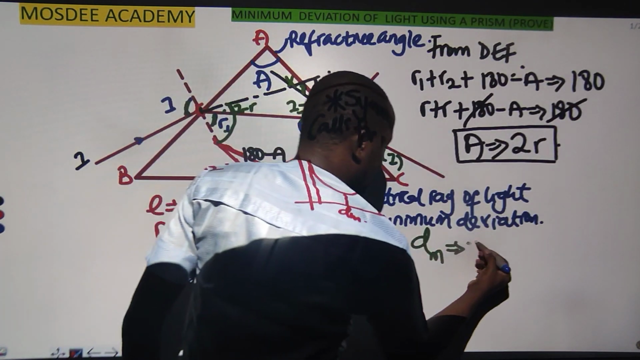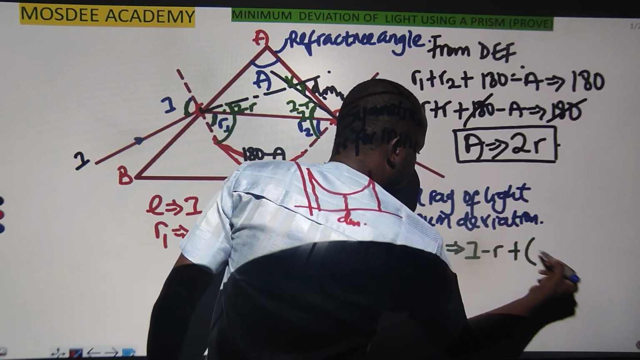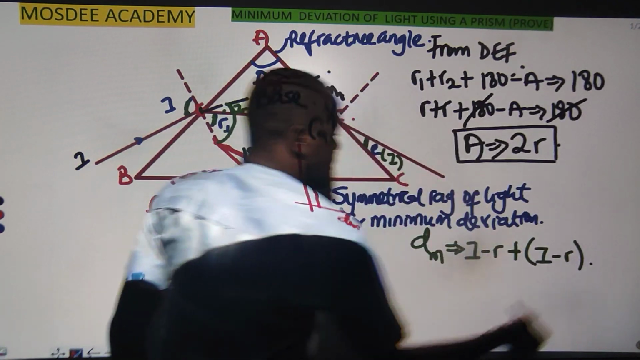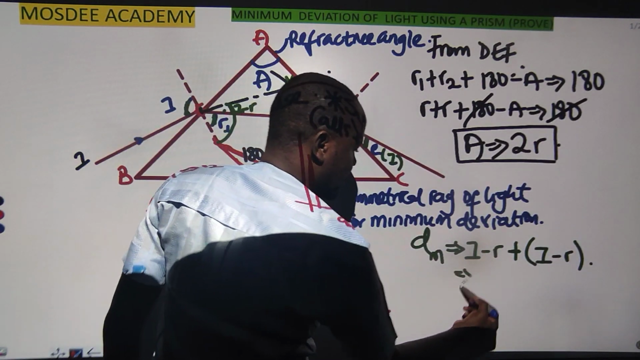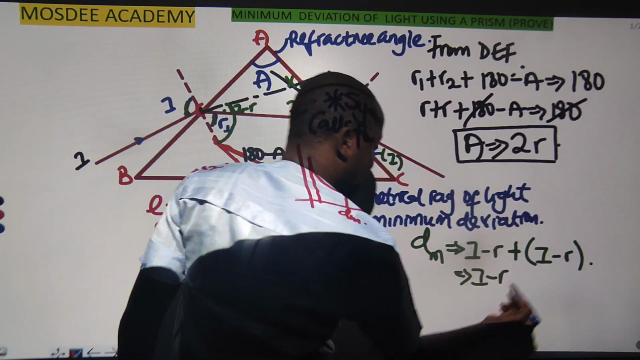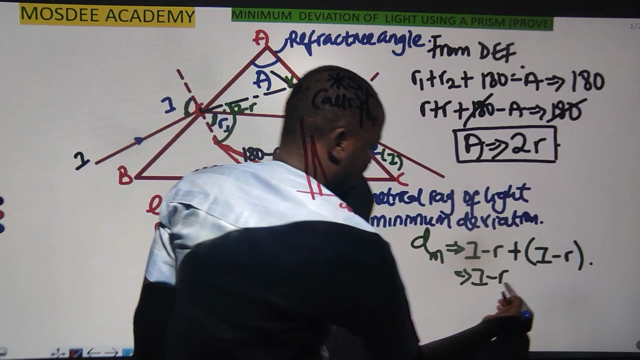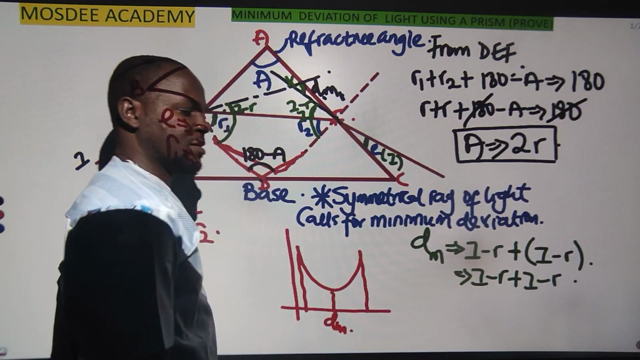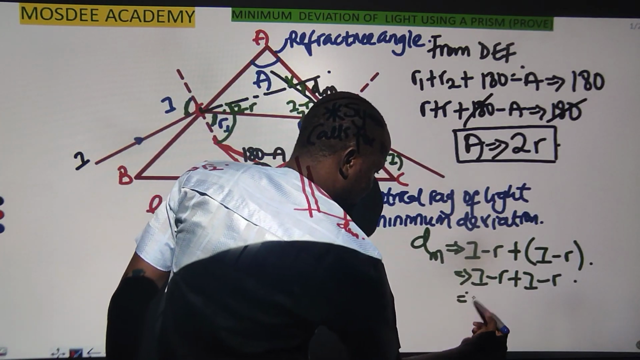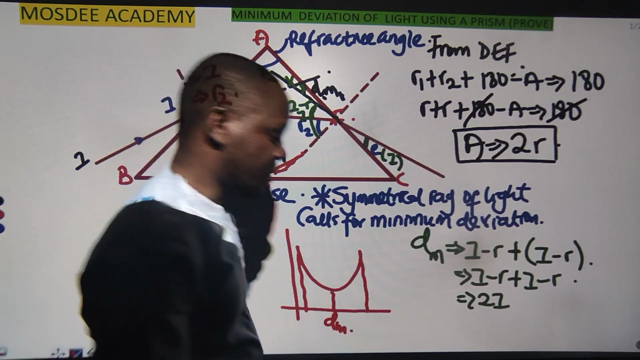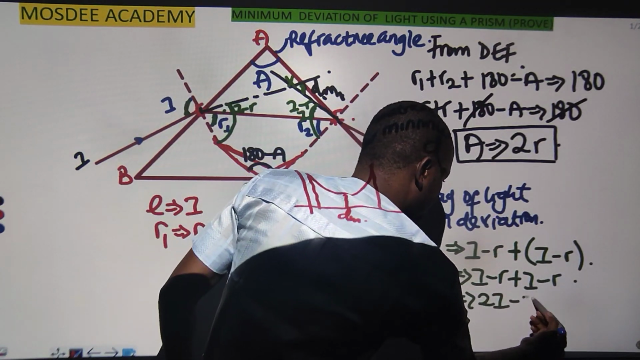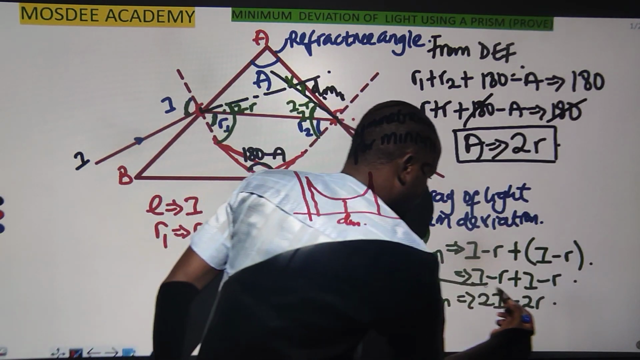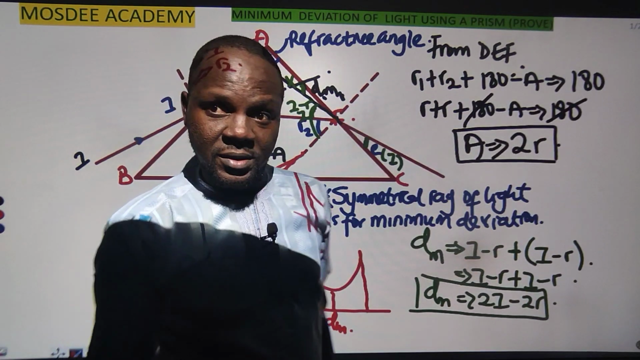The first one is I minus R plus, you have to put a bracket, I minus R. What do I know? When I expand this bracket, I'm going to have I minus R. I'm taking it step by step. Plus I plus times minus R. I hope students can see that. What is I plus I? 2I. So what is minus R minus R? Minus 2R. So that means minimum deviation is also equal to this, which I can factorize because 2 is common.